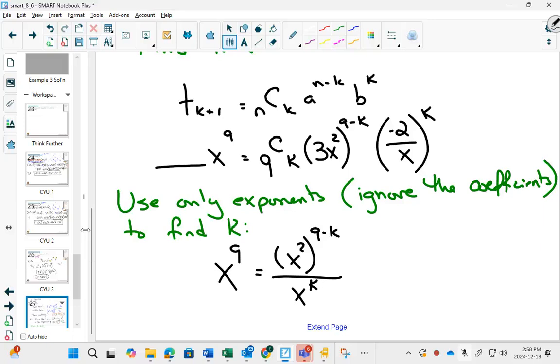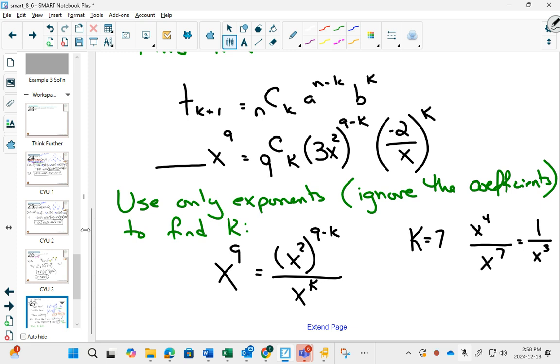Just pick one. 7. So we're going to start with 7. If you started with 7, can you see that you would have an x to the 7 on the bottom? Right? If k is 7. And up here, 9 minus 7 would be 2. X squared would be x to the 4, which leaves you with an x cubed on the bottom.